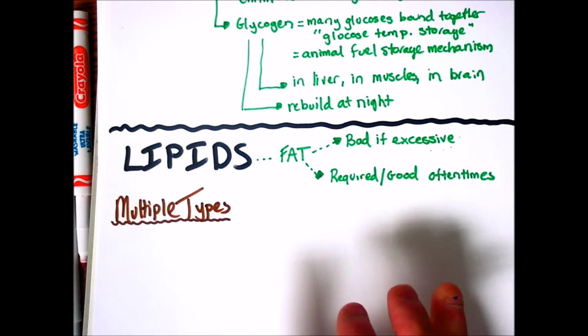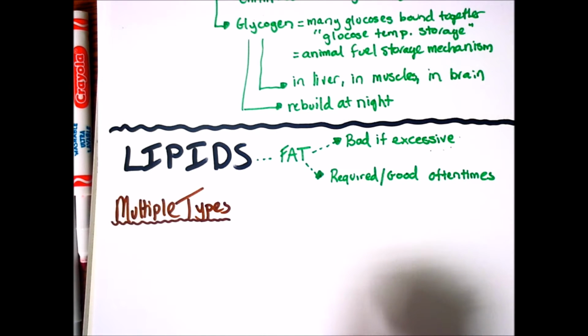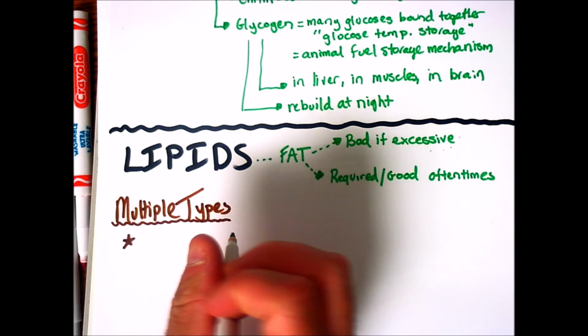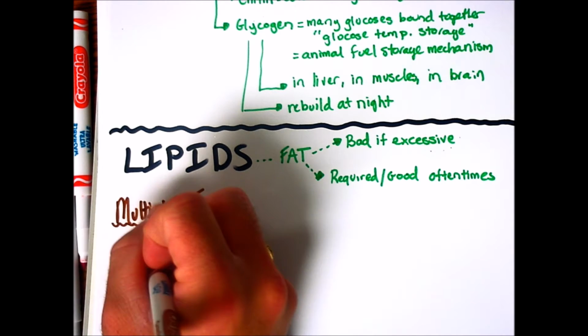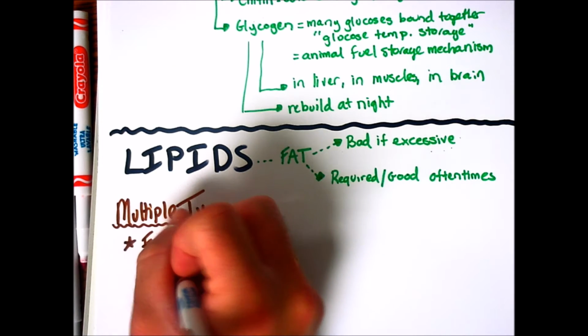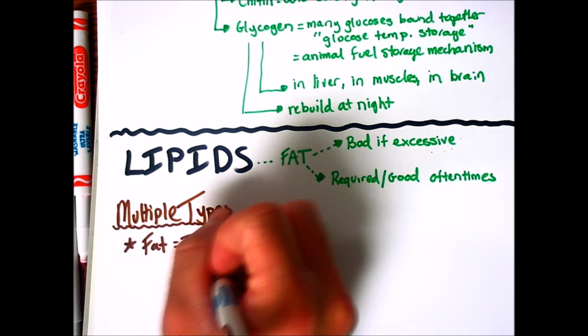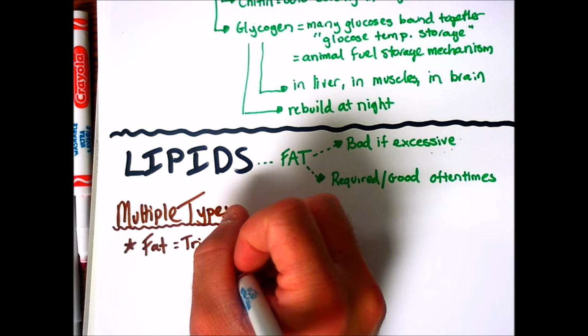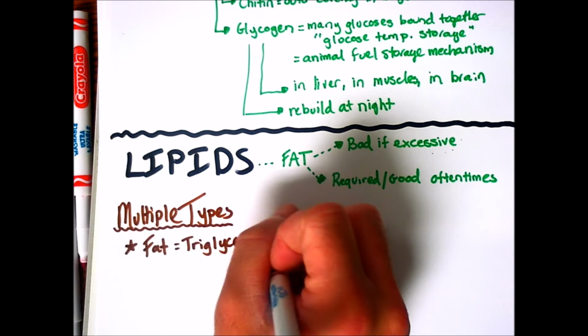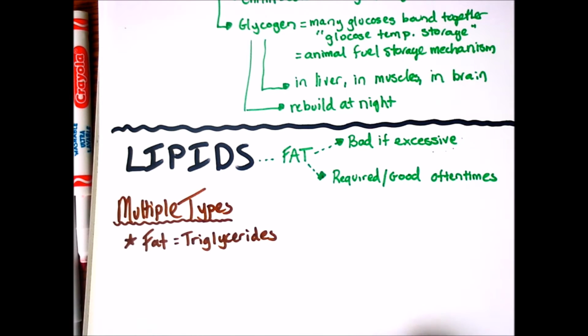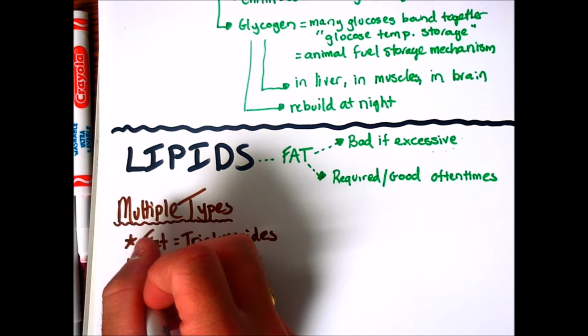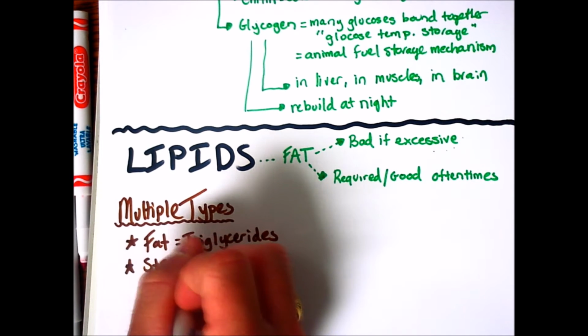There are multiple types of lipids that I think we have to be familiar with. This is how we'll approach teaching lipids. We'll get through the first group today. One group is called the fats. More specifically, you might have heard the term triglycerides before, like the common fats. A second group is the group called the steroids.